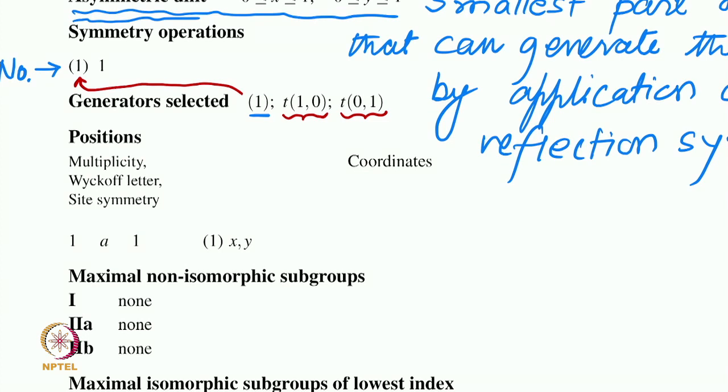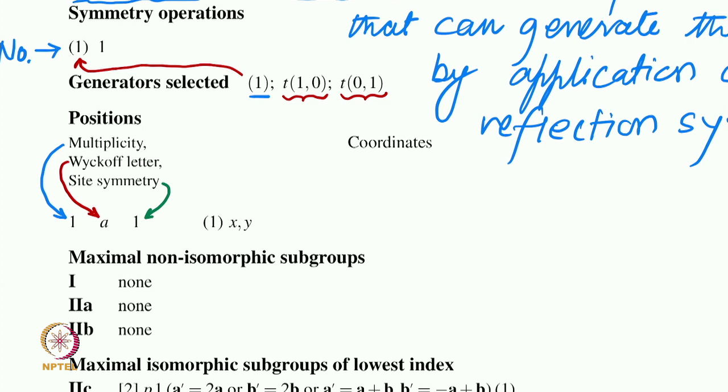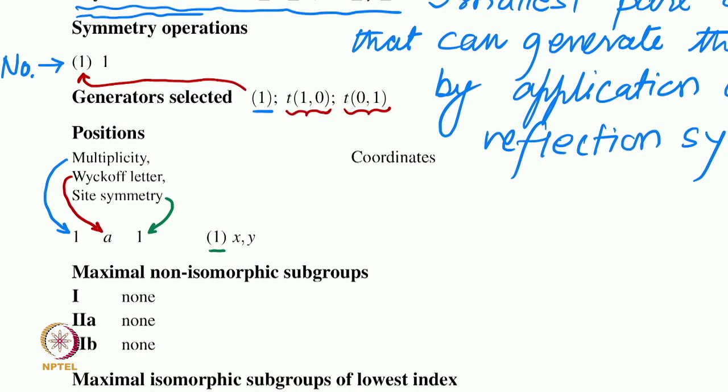Now comes the general position, and there is technical jargon here: Wyckoff letter, multiplicity, site symmetry. So, there are three things actually. It is written in the same sequence in which these numbers are coming. So, multiplicity is 1, Wyckoff letter is A, and the site symmetry is 1, and this one just gives you again how many different positions there are. So, there is only one position, there is only one general position.